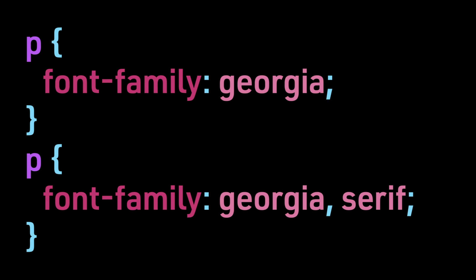These are examples for paragraph text. p { font-family: Georgia; } and p { font-family: Georgia, serif; }. The first states that all paragraph text should be set in Georgia. The second states that all paragraph text should be set in Georgia, but if it is unavailable, then the browser should pick an available serif font.